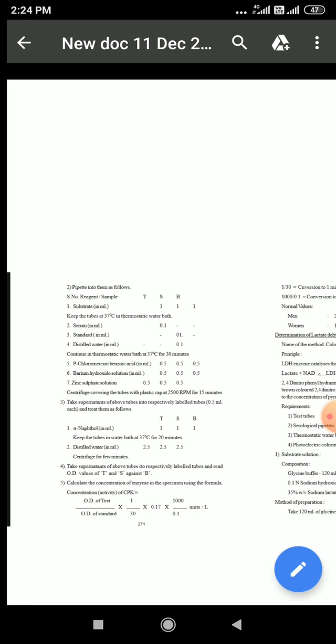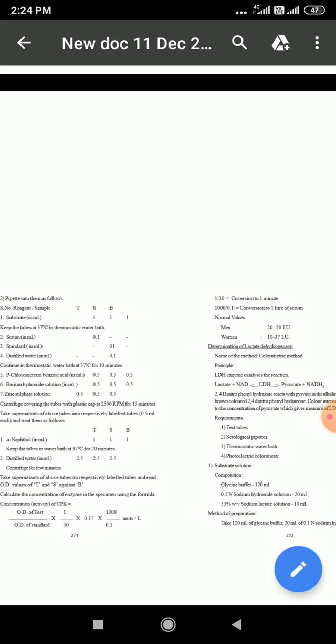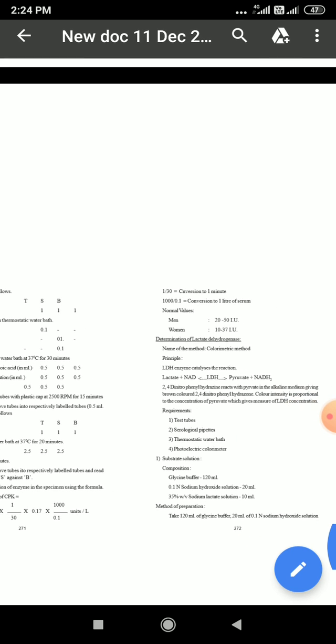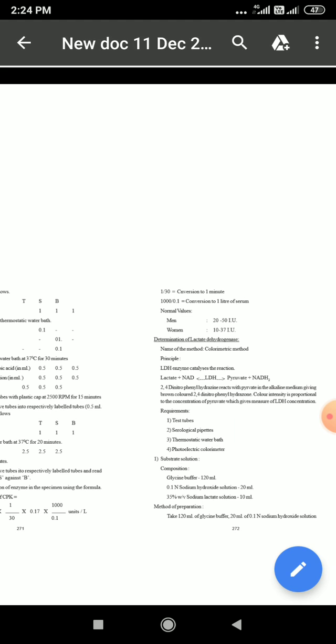Calculate the concentration of the enzyme in the specimen using the formula: concentration of CPK will be equal to OD, that is absorbance of test, divided by the absorbance of standard, into the concentration of the standard. Here 1 upon 30 is used to convert to 1 minute, and 1000 upon 0.1 is for 1 liter of the serum. The units will be unit per liter, and the normal value will be around 20 to 50 international units in males and 10 to 35 international units in females.